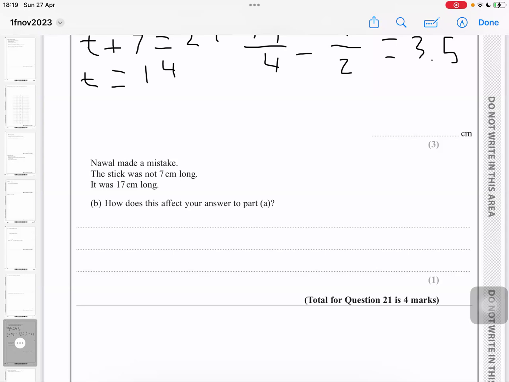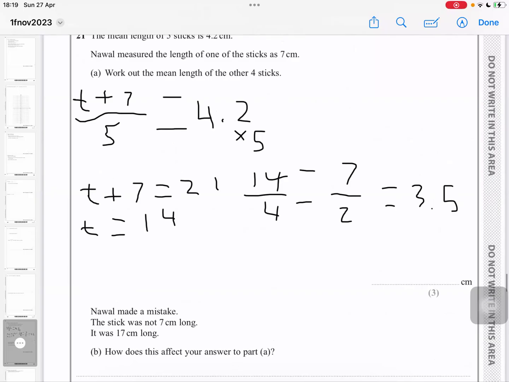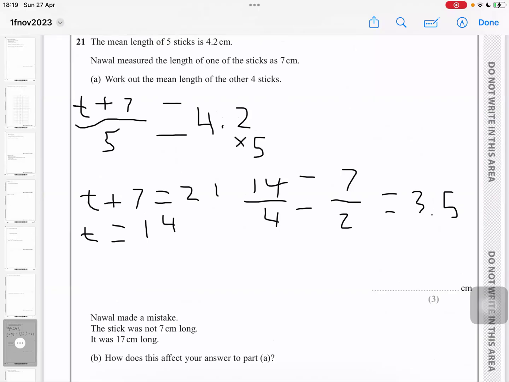Can you scroll up a bit? Let's see the places where it will affect it. We introduced 7 into the equation right from the first step. Remember, 7 is what we used, but they said now I made a mistake, so it's 17. If we use 17 in place of 7, what's going to happen?